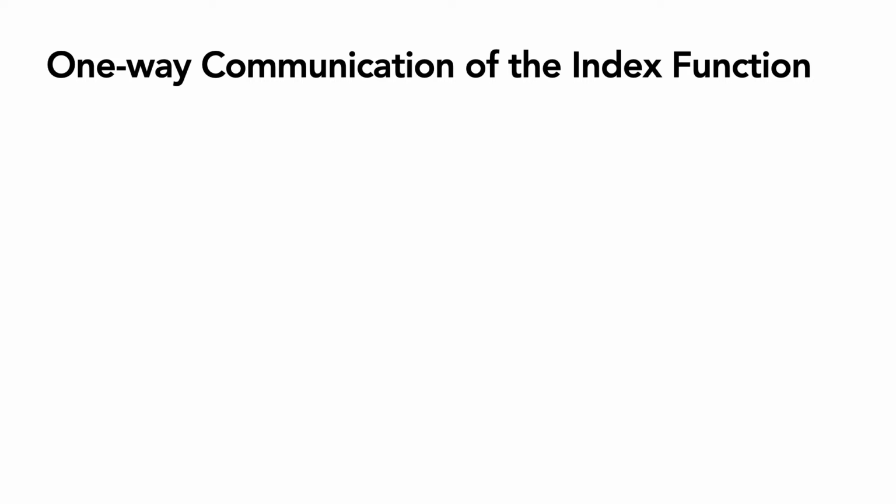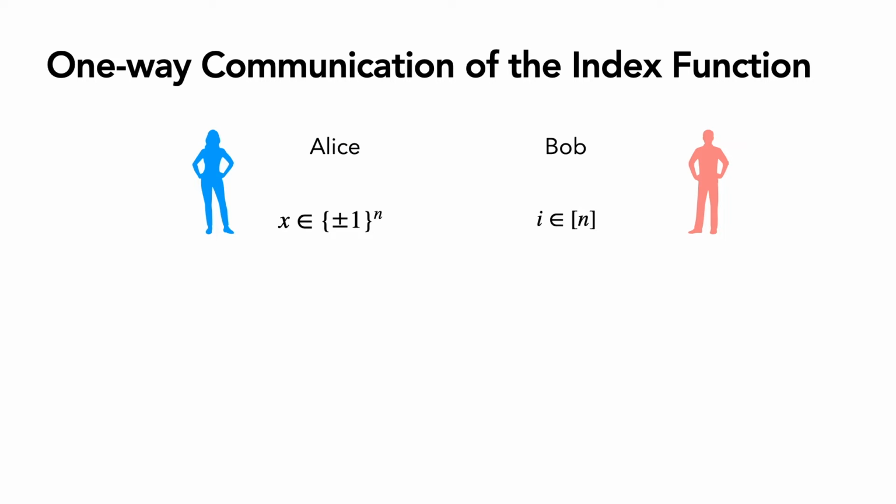First, let us briefly look at the model of communication. We will focus on the one-way communication complexity of the index function. Here, Alice has an n-bit string x and Bob has an index i. The aim is for Bob to output x_i after receiving a message m from Alice. The size of the protocol is the number of bits or qubits in message m. We will focus on private coin protocols.